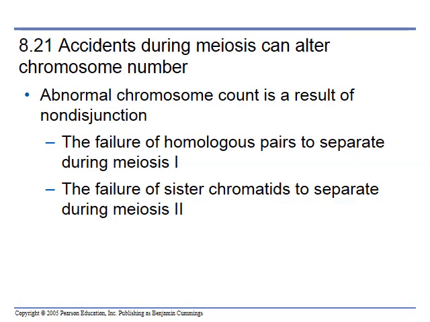Accidents during meiosis can alter the chromosome number, can give you trisomy 21. And it's a result of something called nondisjunction. Nondisjunction is when the homologous pairs don't separate in meiosis 1. Remember, one's supposed to go to one side and one's supposed to go to the other side. Or if the sister chromatids don't separate in meiosis 2. If they both go into the same cell, you're going to end up with an extra copy. And if you're the other cell, you're going to end up with no copy of that.